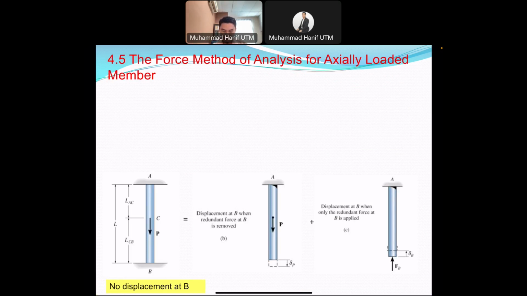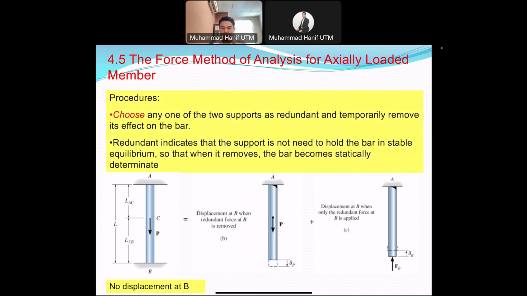Okay, again the same figure here. Just want to show you how we can generate the equation again. The first procedure is to choose any one of the two supports as redundant. Temporarily remove its effect on the bar. In this case, we choose the bottom part. You can choose either one; if you want to choose the top part, also can, no problem. But in this case, we are showing you how to use the bottom part to generate the equation.